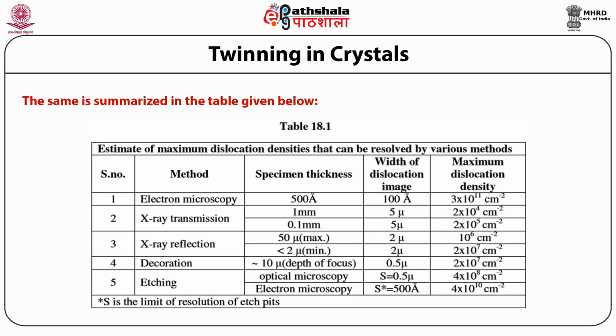Now another method, that is decoration. The specimen thickness is approximately of the order of 10 microns, that is the depth of focus, width of dislocation image 0.5 microns, and maximum dislocation density is 2 × 10^7 per square centimeter. Now we have etching. Etching, if we observe it by optical microscopy, S is equal to 0.5 microns. Maximum dislocation density is given as 4 × 10^8 per square centimeter. However, if we use electron microscopy, S is equal to 500 angstroms. Maximum dislocation density is 4 × 10^10 per square centimeter, where S is the limit of resolution of etch pits.